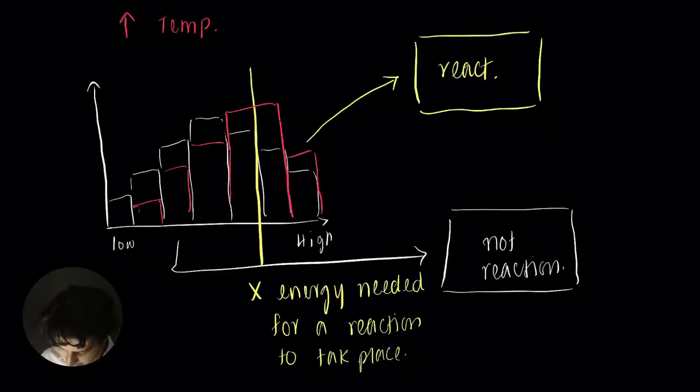Okay. If you look at the red lines, there are more particles now compared to what they were for the white particles. And these are all the extra particles. So if I increase the temperature, that's how the rate is increasing, because now more particles have enough energy.